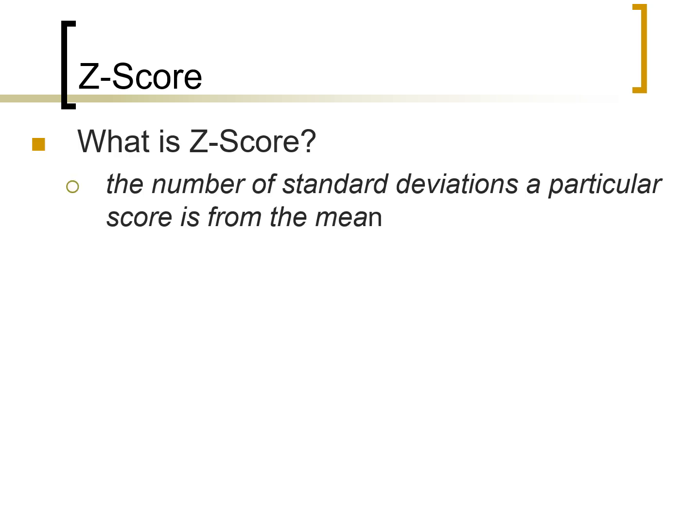Officially, what is a z-score? It's basically the number of standard deviations a score is from the mean. So if somebody has a z-score of 1, that means that they are exactly 1 standard deviation above the mean. -1, 1 standard deviation below the mean.